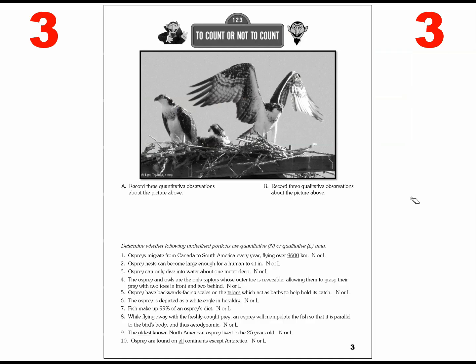Have you do a final practice before you turn in the study guide or the notes that you have made in preparation for the CK. You want to come back to this page and answer A and B based on this beautiful picture of our mascot. You'll record 3 quantitative observations, remember things that are specifically counted, and then you'll record 3 qualitative characteristics, features about the picture above. Go Riverhawks!